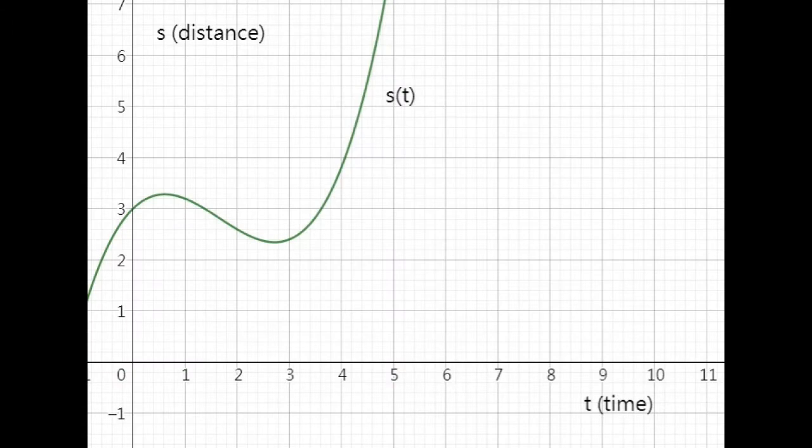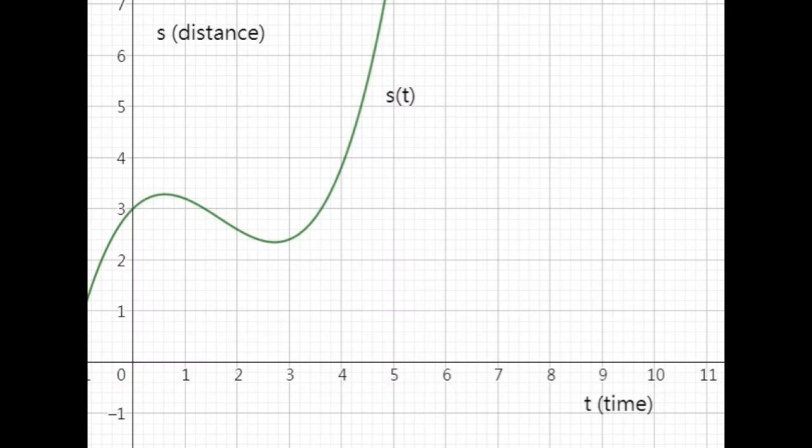First off, you've learned in elementary school that distance equals velocity times time. Later on in junior high, you will learn that average velocity is the change in distance divided by the change in time. But what about instantaneous velocity?